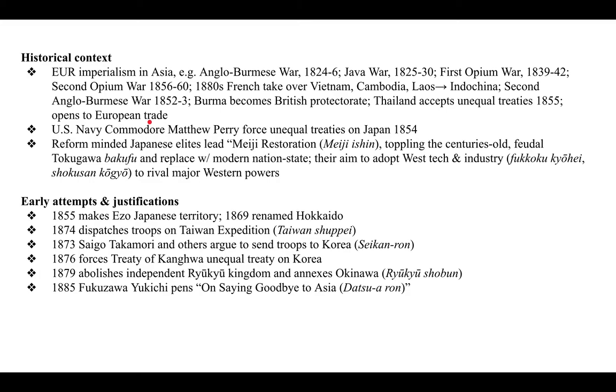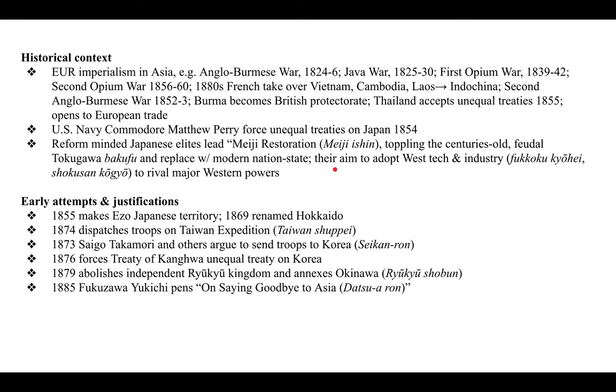So in this context, then, U.S. Navy Commodore Matthew Perry comes to Japan, and the Tokugawa Bakufu knows what's going on around the world. It sees this, it's concerned. It wants to make sure it doesn't fall prey to Western imperialism and economic penetration. So Matthew Perry and the United States forced unequal treaties on Japan in 1854, but this also precipitated civil war within Japan, where reform-minded Japanese elites toppled the centuries-old feudal Tokugawa Bakufu and replaced it with a modern nation-state. And this is called the Meiji Ishin.